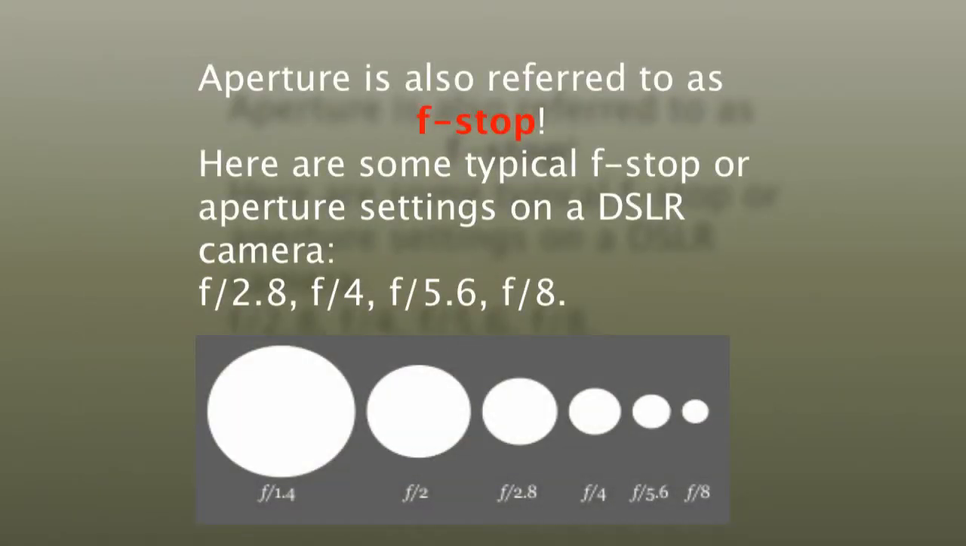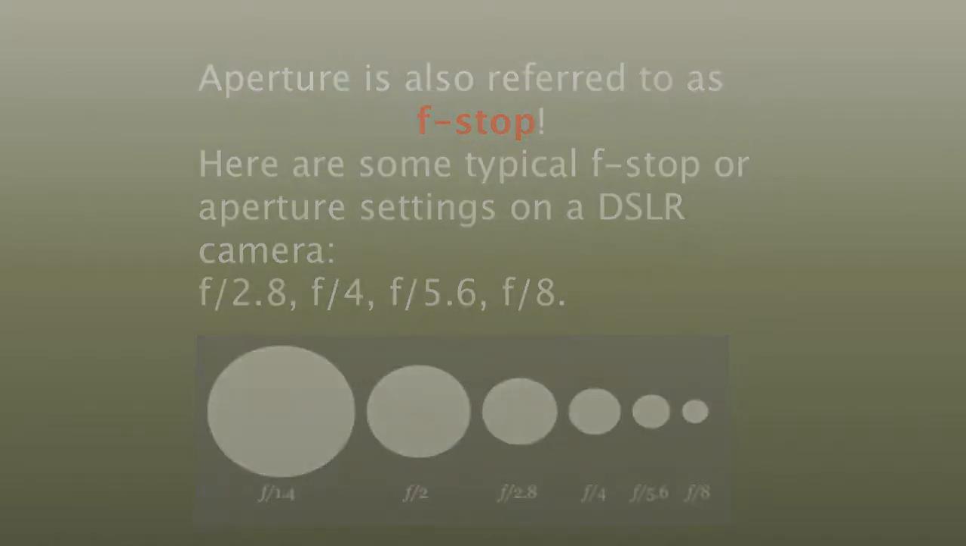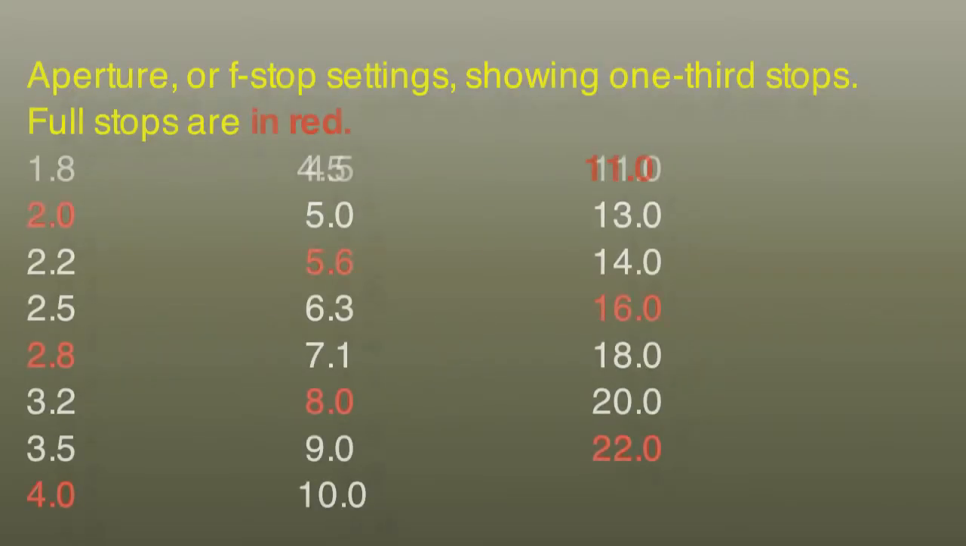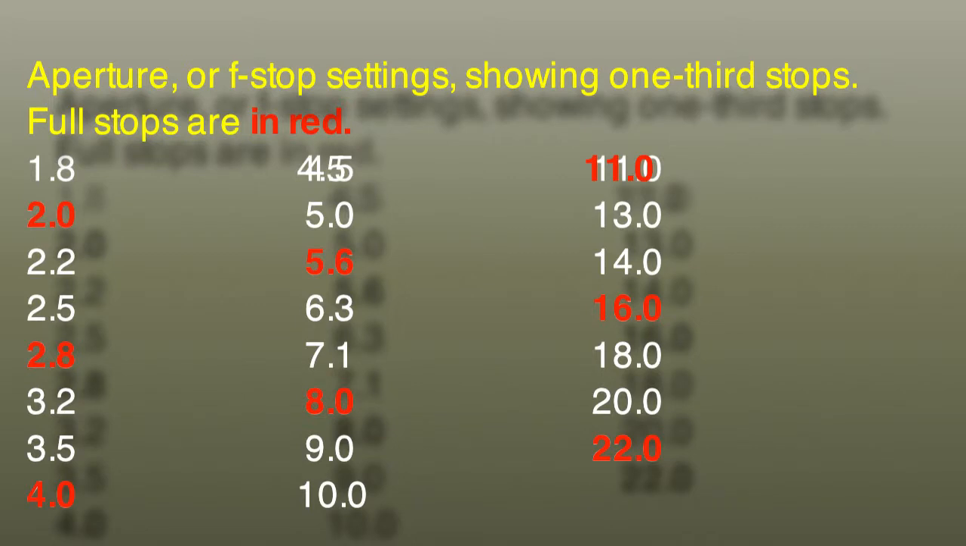Aperture is also referred to as f-stop. Here are some typical f-stop or aperture settings on a DSLR camera. Notice how wide the lens opens at f/2.8 and how narrow that opening is at f/22. Aperture or f-stop settings showing in 1/3 stops in this chart. Full stops are all boxed. So it goes from f/1.8, 2.0 is a full stop, 2.2, 2.5, 2.8 is a full stop.